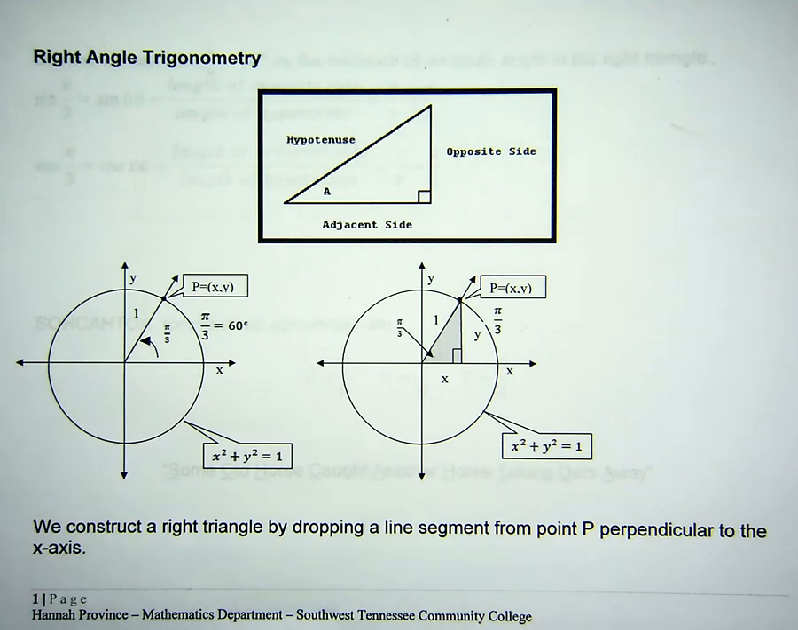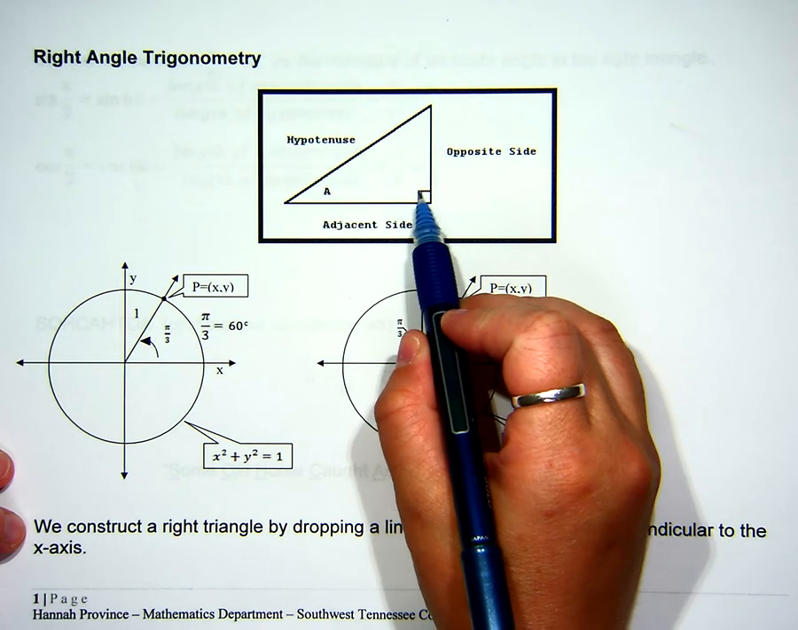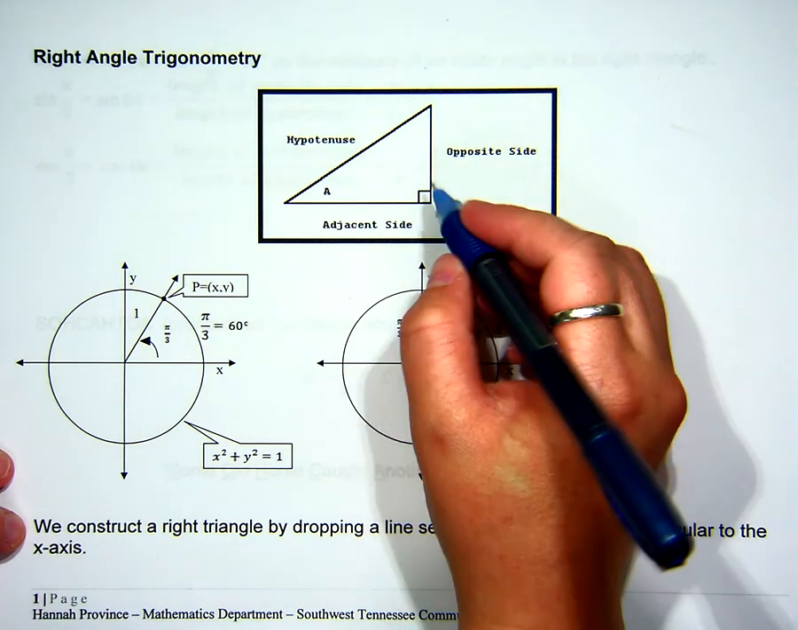Let's talk about right triangle trigonometry. So first of all, a right triangle is a right triangle because it has a right angle. Right angles are denoted in pictorial representations by a square in the corner, meaning that this is the 90-degree angle.